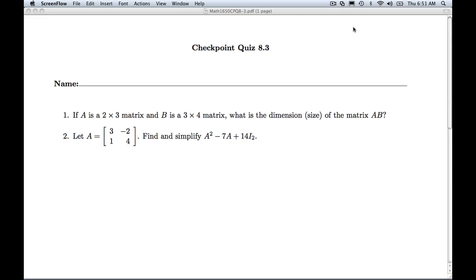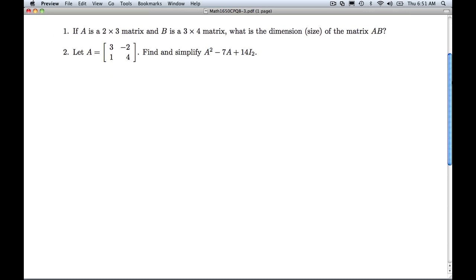Hi folks, this is College Algebra, Checkpoint Quiz 8.3. And number 1, we're asked to consider a 2x3 matrix and a 3x4 matrix. And we're just asked what's the dimension or size of the resulting product matrix AB.